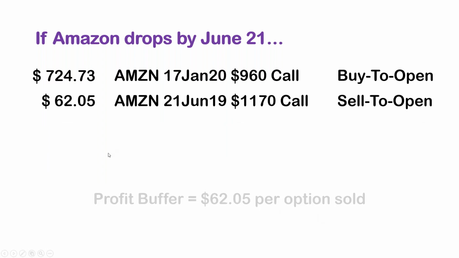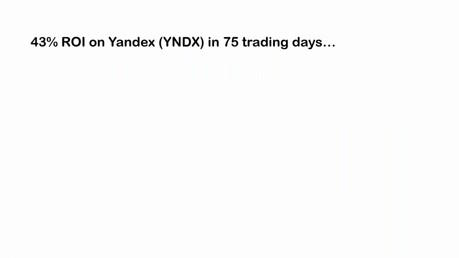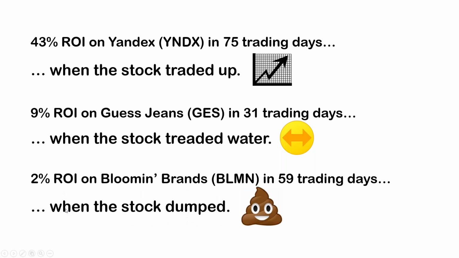What if it drops? Same profit buffer. This time the profit buffer is on the smaller amount. It gives us even more leeway. Some more gains using this particular strategy: 43% on Yandex when the stock went up, 9% when the stock treaded water, 2% on Bloomin' Brands when the stock took a dump.